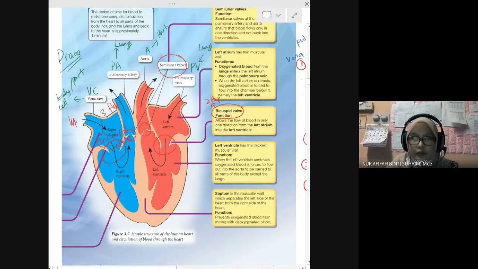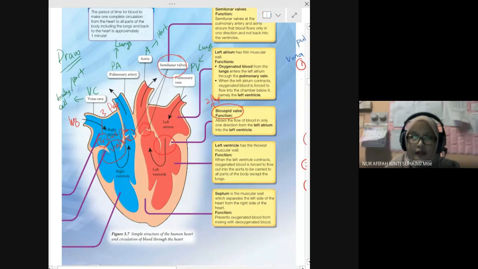Okay, from the whole body it enters the right atrium, right ventricle, and then comes out from the pulmonary artery to the lungs. Okay, from the lungs, oxygenated blood is brought by the pulmonary vein, enters the left atrium, left ventricle, and comes out from the aorta through the semilunar valve.